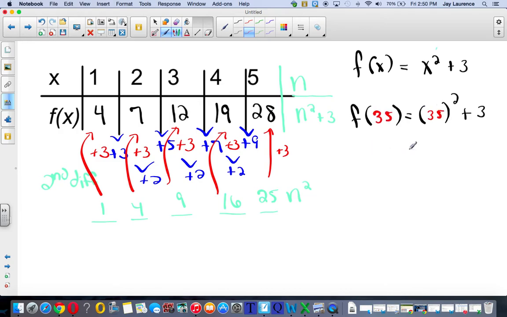Okay, so f of 35, well, 35 squared is 1,225. If you remember my trick for squaring two-digit numbers that end in 5, you'll understand how I got that so fast. And if I add 3 to that, I get 1,228. So that would be the 35th term. The 35th output would be 1,228.